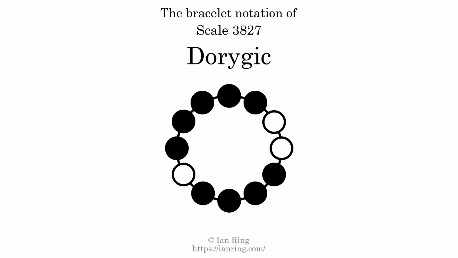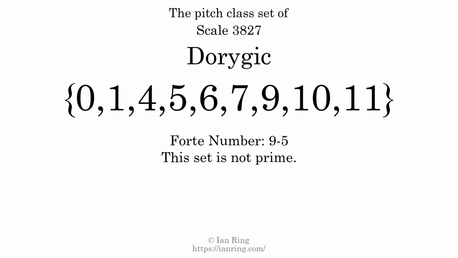This is a bracelet notation diagram of scale 3827. The shaded circles represent tones that appear in the scale, and they are read clockwise, starting at the top. The pitch class set for this scale is 0, 1, 4, 5, 6, 7, 9, 10, 11. The fault class is 9, 5. This set is not prime.